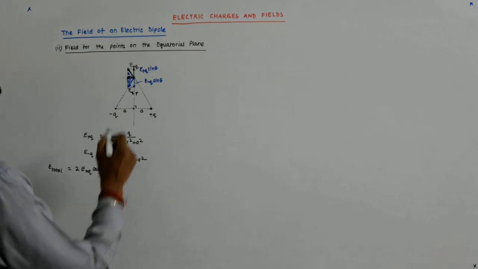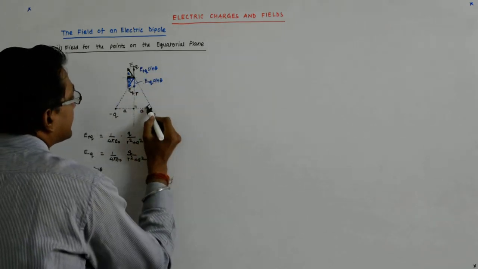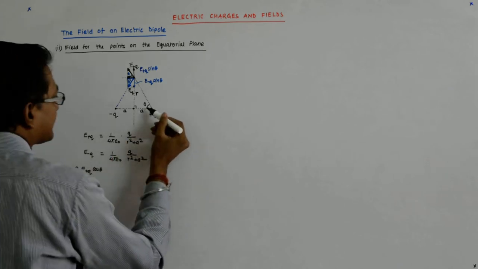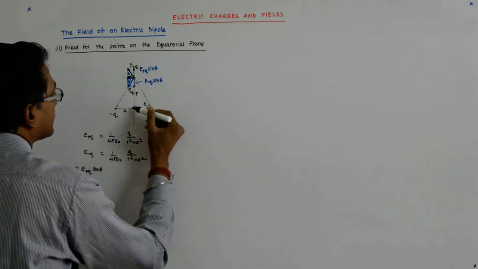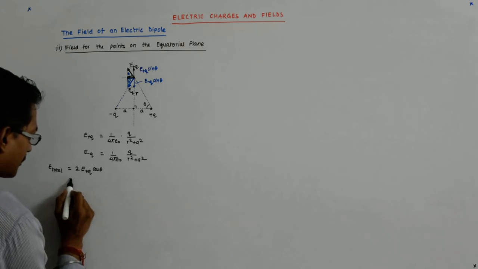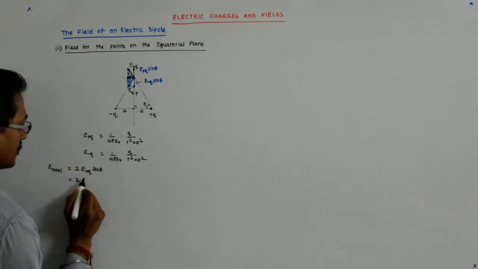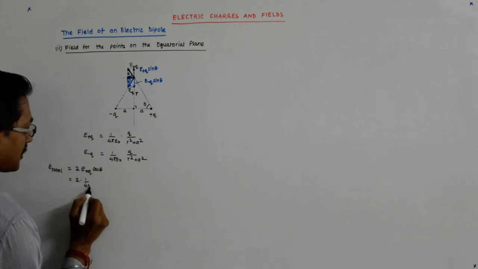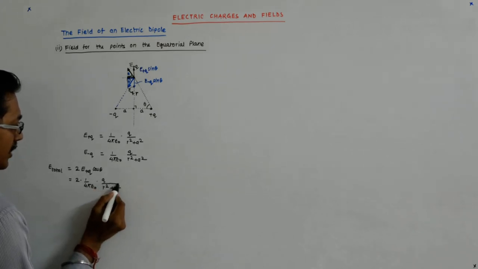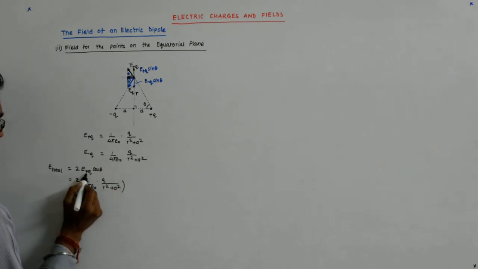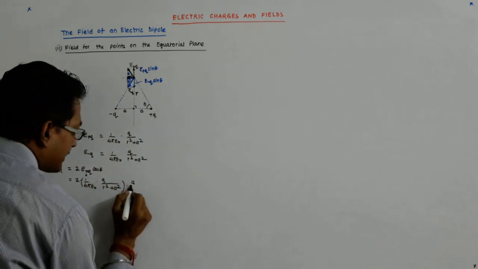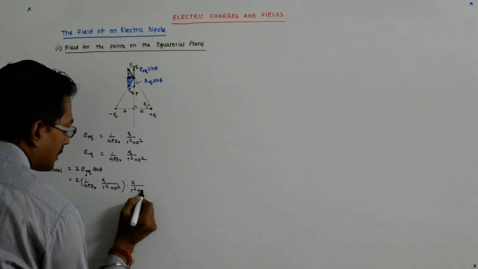Okay? And if this angle is theta, then this angle is theta. Correct? And if this angle is theta, then what is the cos theta in this triangle? It is base upon hypotenuse. So I get 2 into 1 upon 4 pi epsilon naught into q upon r square plus a square. I'm writing for this E plus q, okay? Into, what is cos theta? Cos theta is base divided by hypotenuse.